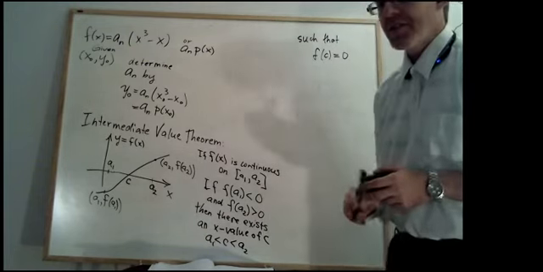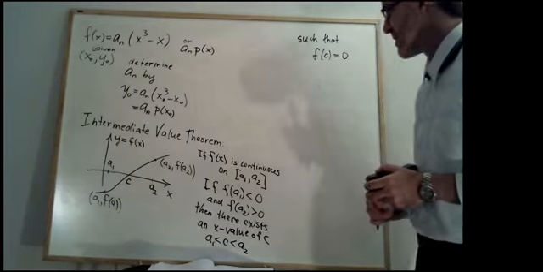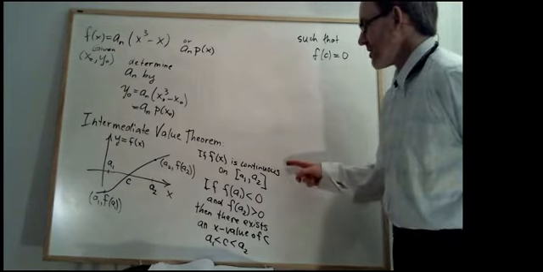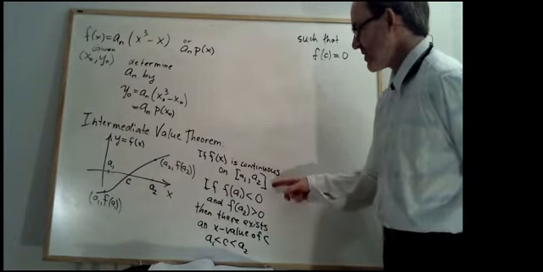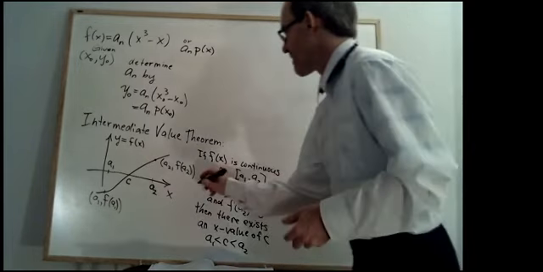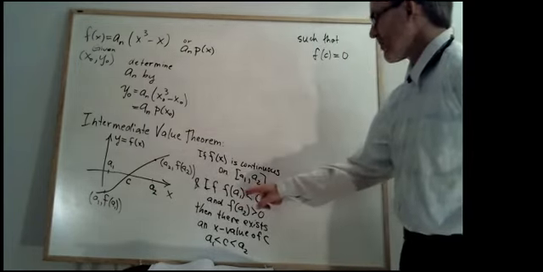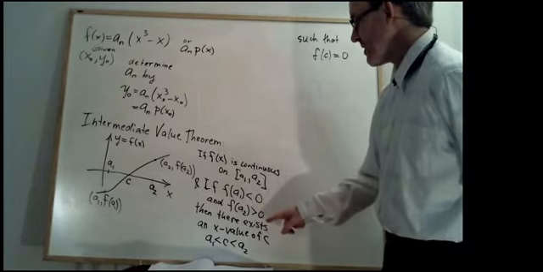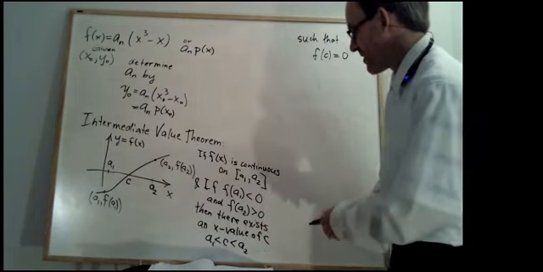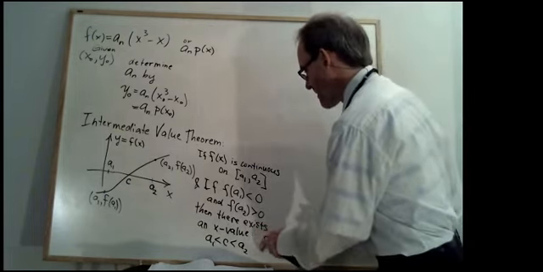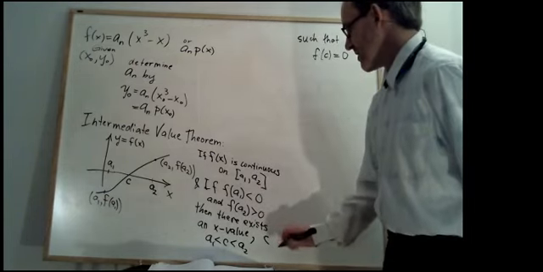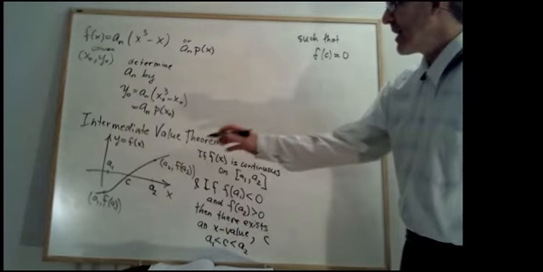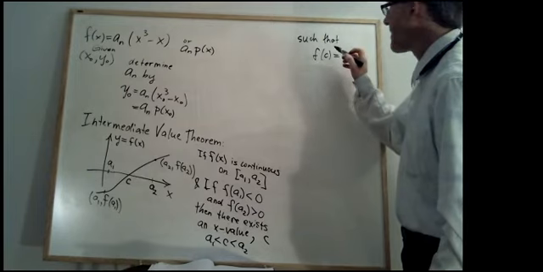Okay, so this is a mouthful of mathematical terminology here. If f of x is continuous on the interval a1, a2, and if f of a1 is less than 0 and f of a2 is greater than 0, then there exists an x value, call it c, where a1 is less than c is less than a2, so c is between a1 and a2 within that interval, such that f of c is 0.